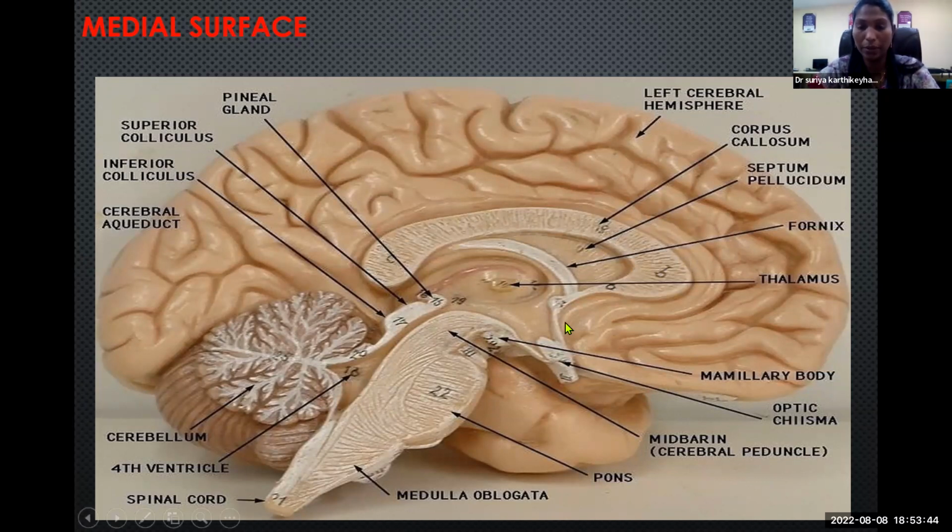In the medial surface of the brain, you can see the thick body of corpus callosum. Corpus callosum means, in Latin, thick body. It is the largest commissural fiber bundle. So what are the parts of a corpus callosum?